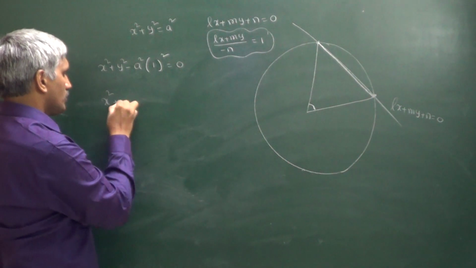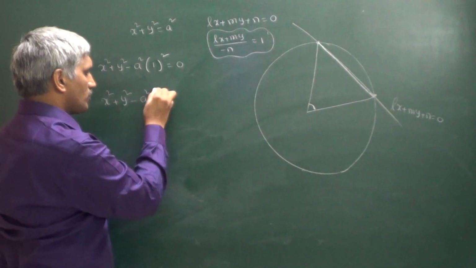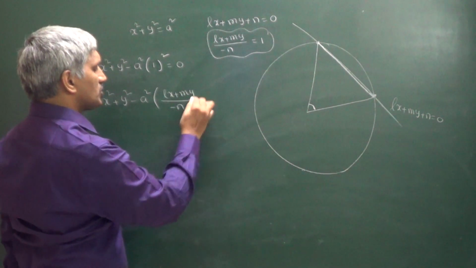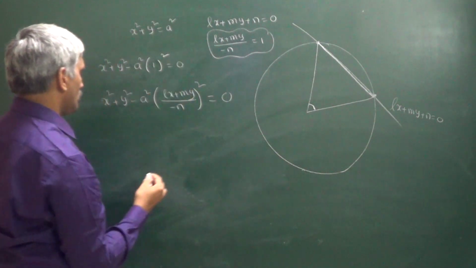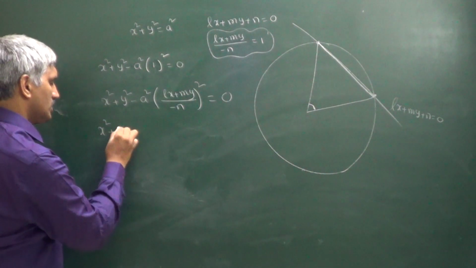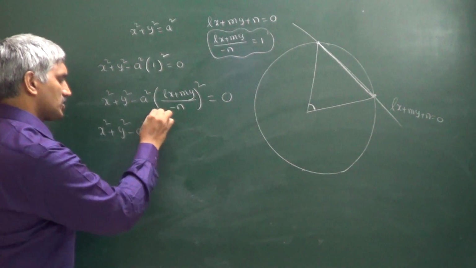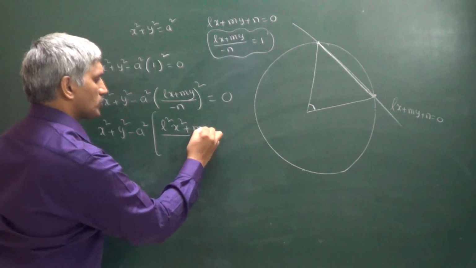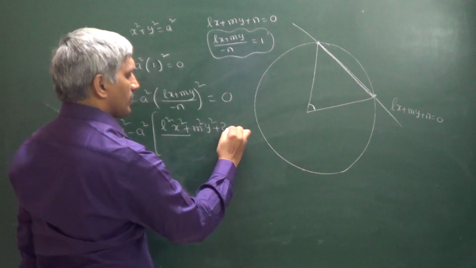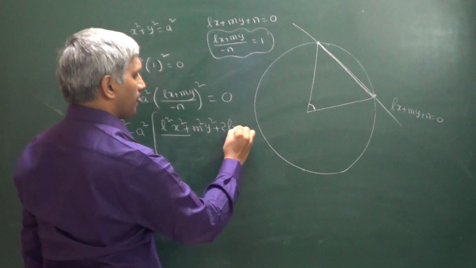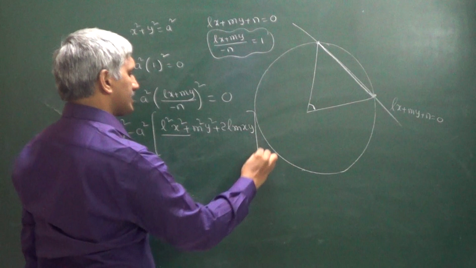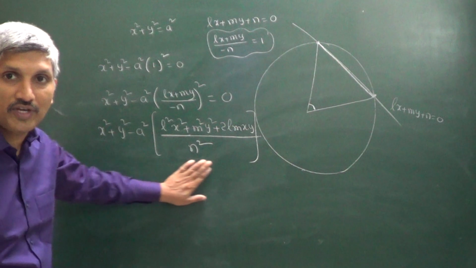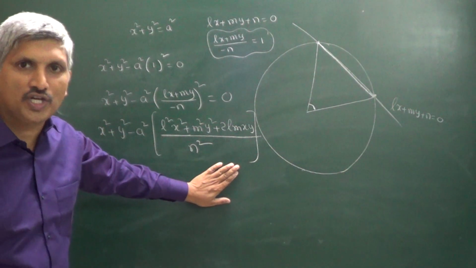x square plus y square minus a square into (lx plus my) by minus n whole square is equal to 0. Now we can write this further as x square plus y square minus a square into l square x square plus m square y square plus 2lm xy, divided by n square. Whether you observed or not, this entire equation is converted into the form of a homogeneous equation.